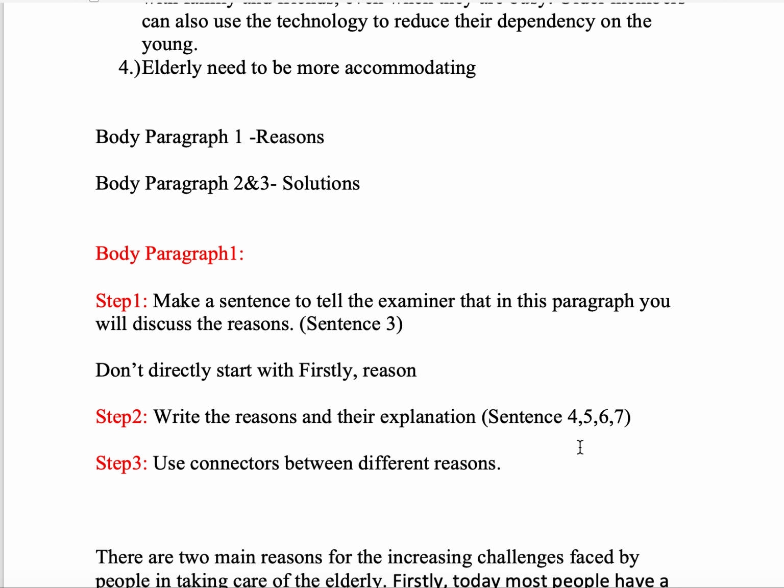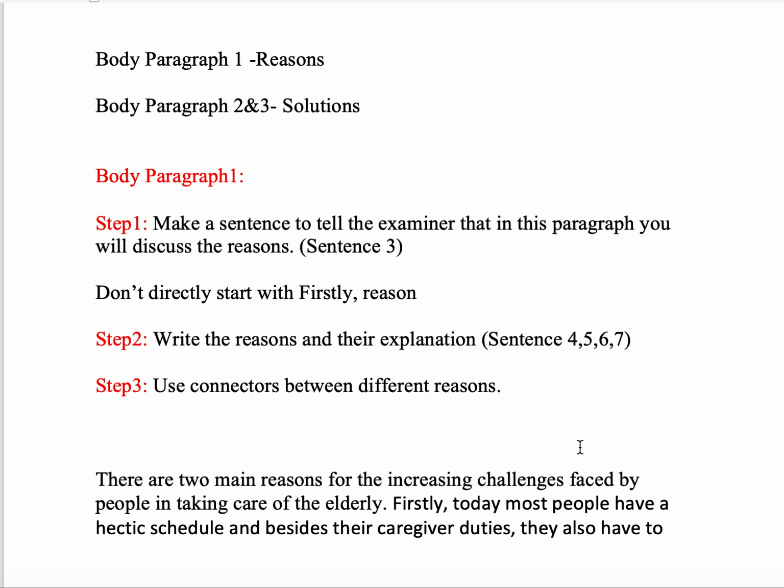Body paragraph 1 will be, first, we have to make a sentence that is a topic sentence of every paragraph. I lay great importance on teaching this topic sentence and thesis statement. So, topic sentences are very important for scoring high in the IELTS. So, if you have to put reasons in this paragraph, you have to tell the examiner that in this paragraph you will discuss the reasons. So don't directly start with firstly, the first reason. Don't directly start like that. Write the reasons and their explanations in step 2 and use connectors between different reasons. These are the 3 steps in which you will go about writing a body paragraph.